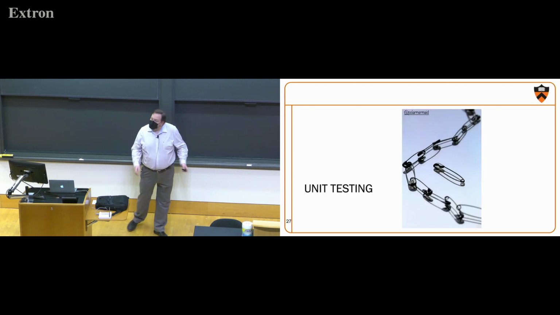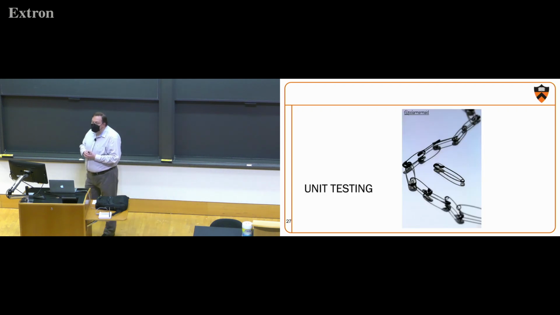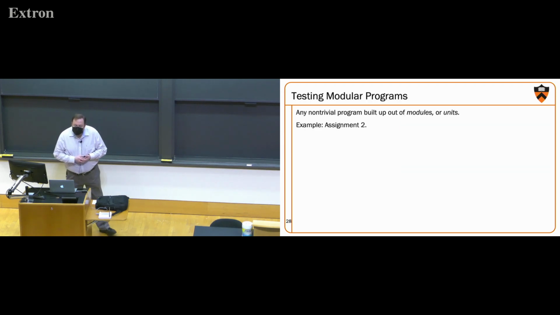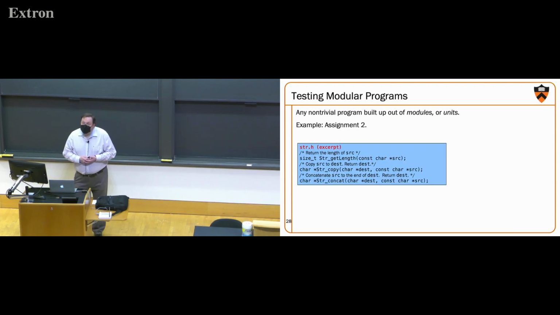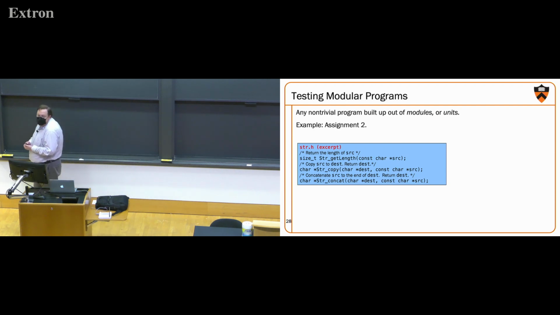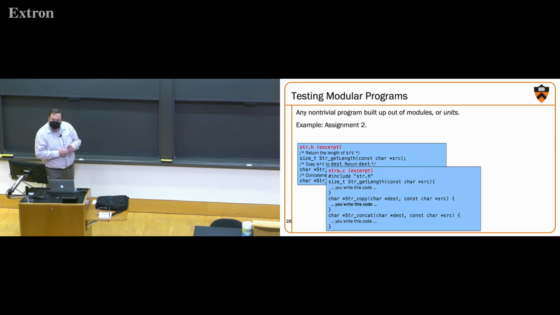All right, next testing strategy is called unit testing. So this is all about testing modular programs, such as assignment 2, hint, hint. So let's look at what a modular program might look like. So there's a header file for some little module in the code. And there is an implementation file.